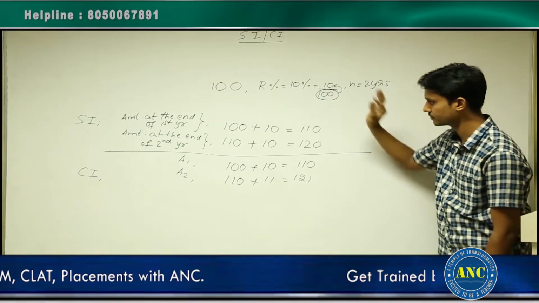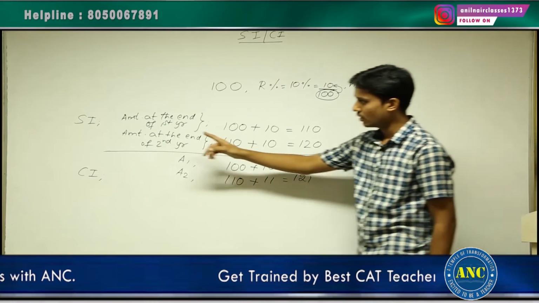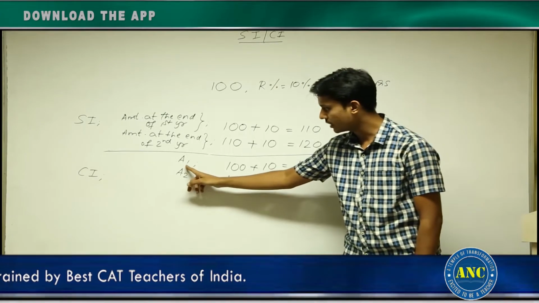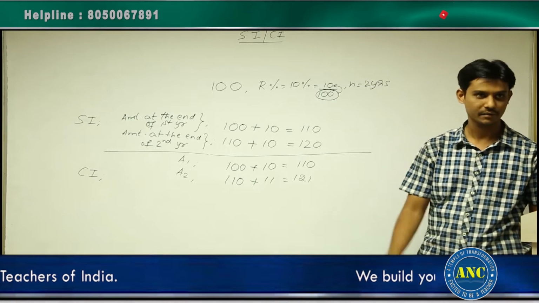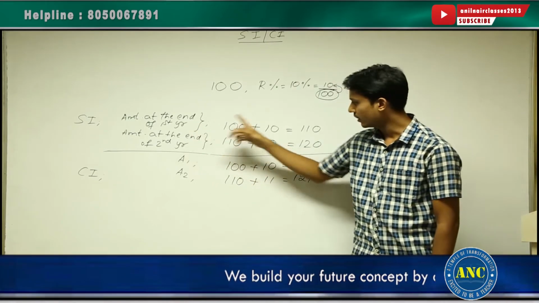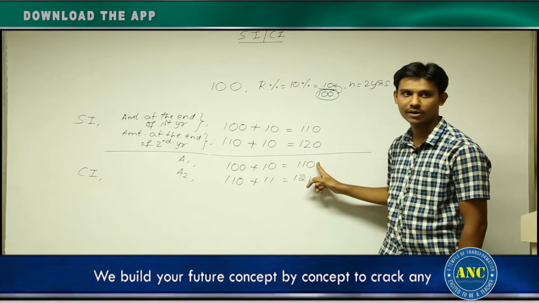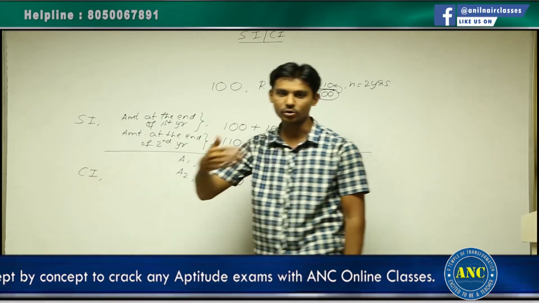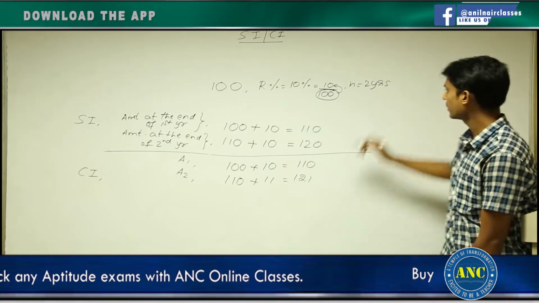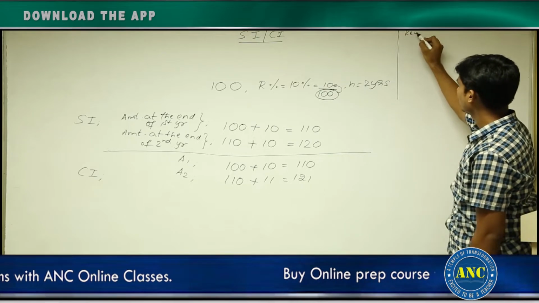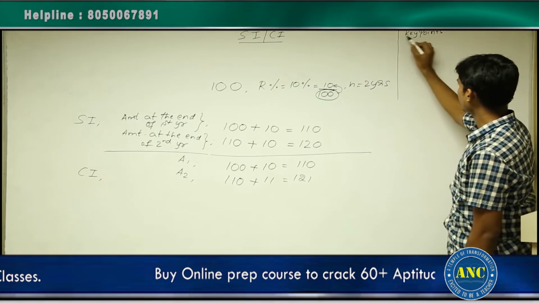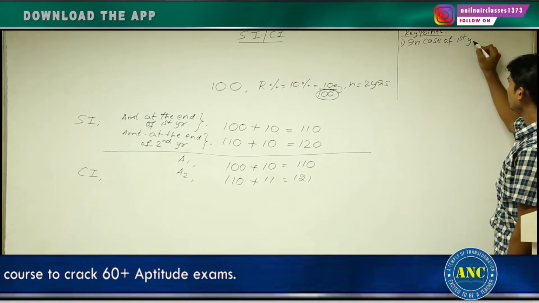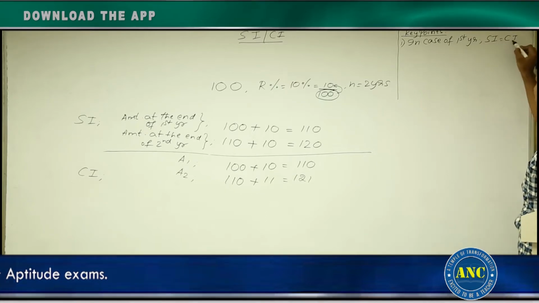Listen to this. First, what is the amount at the end of first year in case of SI? 110. What is the amount at the end of first year in case of CI? It is the same 110. What is the first key point? In case of first year, SI is equal to CI. Please write down that first key point. In case of first year, SI is equal to CI. Simple interest is equal to compound interest.